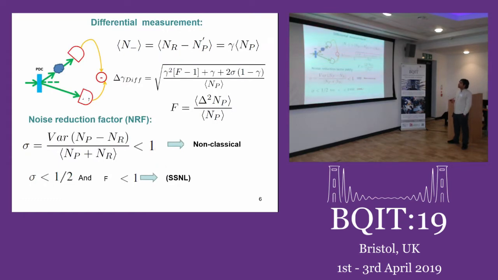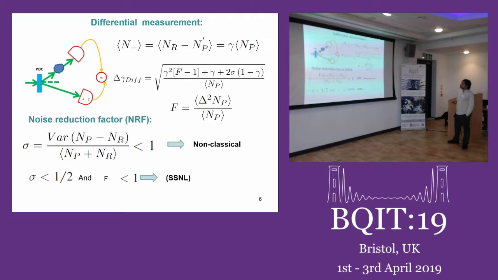This is the differential measurement. Here a sample is placed in one arm and the other arm acts as a reference. This will be helpful in subtracting the correlated noise. In this scheme, if we calculate the uncertainty in calculating the absorption coefficient gamma, it takes the following form, which has a dependence on both the detected Fano factor of the probe and the detected noise reduction factor sigma, which has this form.